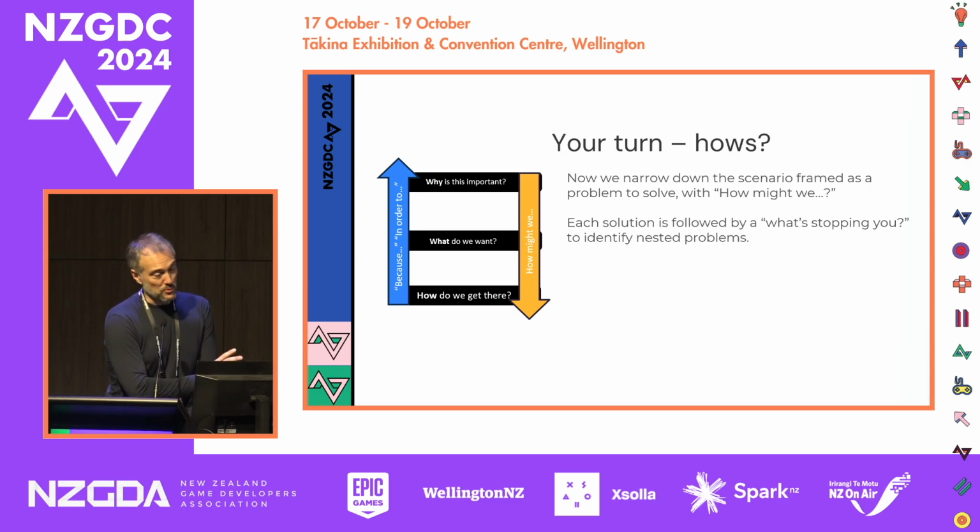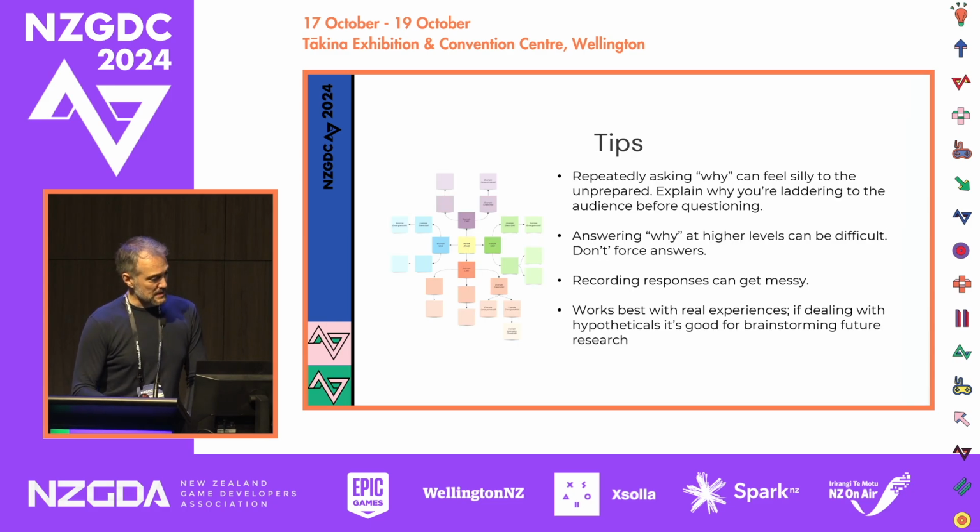So it's really important to work with the right groups of people when doing this value mapping. Otherwise, you end up with a very skewed perspective, and you end up with a lot of learning games that are made by the corporate heads, not the people who are going to be playing them. So, some tips. First of all, repeatedly asking why can feel really silly. So explain why you're doing laddering in the first place. Steep it in some of the theory. If you're going to use this kind of technique, don't just say, time to ladder. Why? It's going to turn some heads.